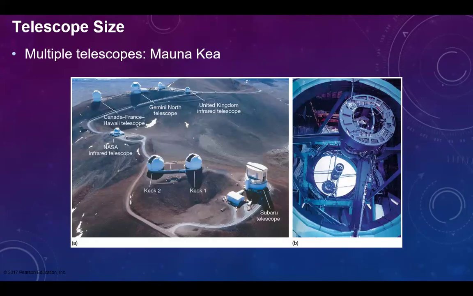So here, for example, are some images to give you an idea of the size of telescopes. These are the group of telescopes on top of Mauna Kea in Hawaii. So there's the two Keck telescopes, the Subaru telescope, the Canada-France-Hawaii telescope, the Gemini North telescope, the smaller United Kingdom Infrared Telescope, and the NASA Infrared Telescope.